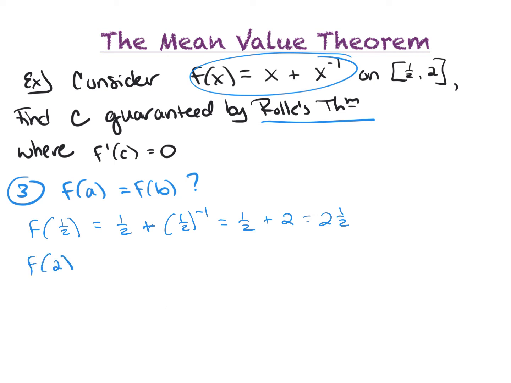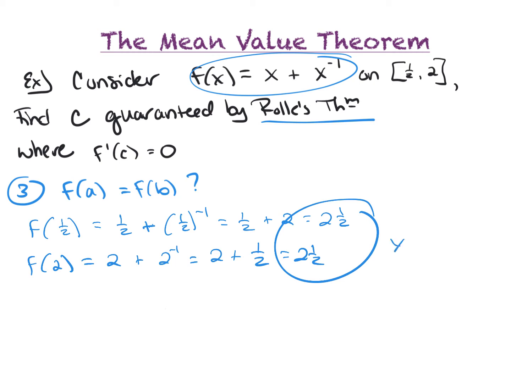Also, f of 2. So that would be 2 plus 2 to the negative 1. And 2 to the negative 1 is 1 over 2. Oh, there we go again. 2 plus 1/2 is 2.5. So yes, f of a does equal f of b. So now let's find that c.